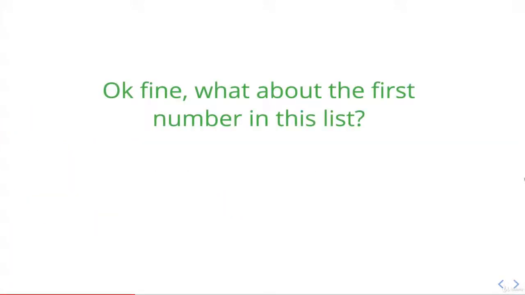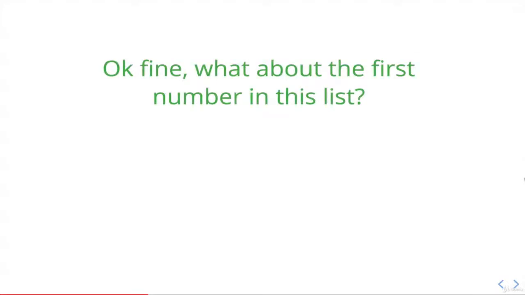And then finally he says, what about this number in this list, the first number? There's only one number left. It's not odd. And then finally, Martin comes back one more time. What about the first number in this list? And it's an empty list.